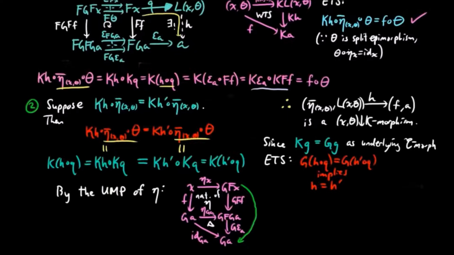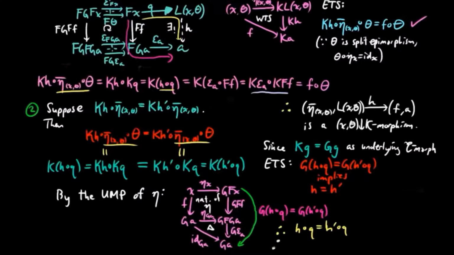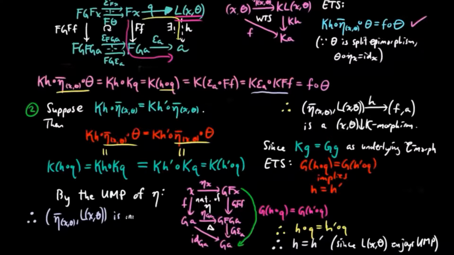And then since HQ is equal to epsilon A FF, we have the composition G epsilon A GFF equal to GHQ, which is equal to GH prime Q. Therefore, HQ is equal to H prime Q by the universal mapping property of the unit, and so H is equal to H prime by the universal mapping property of L x theta as the coequalizer of epsilon fx and f theta. Therefore, eta bar x theta, L x theta is the initial object in x theta over k, and thus k is a right adjoint, which completes the proof.